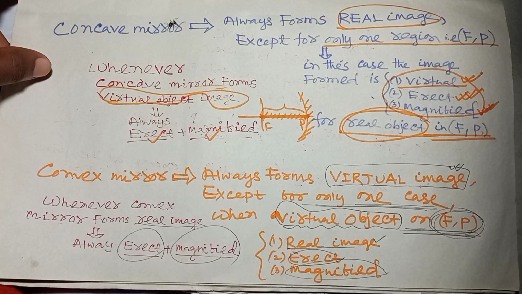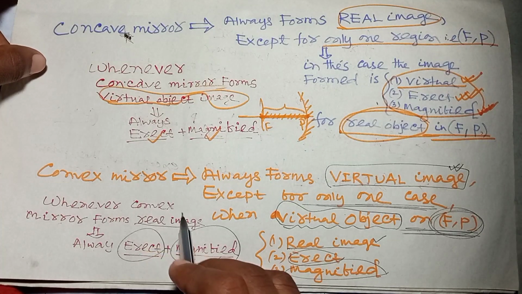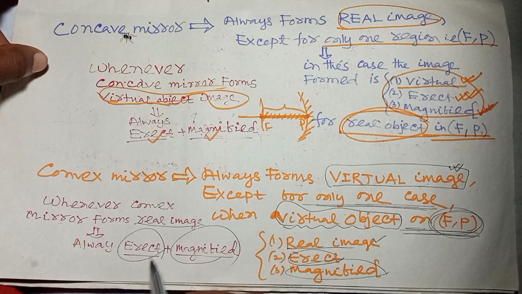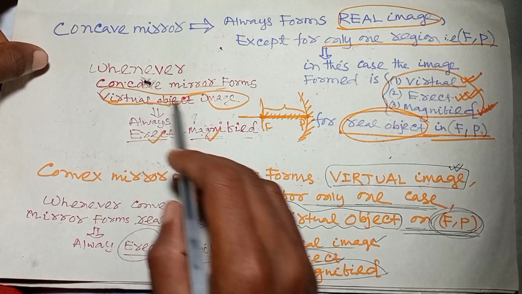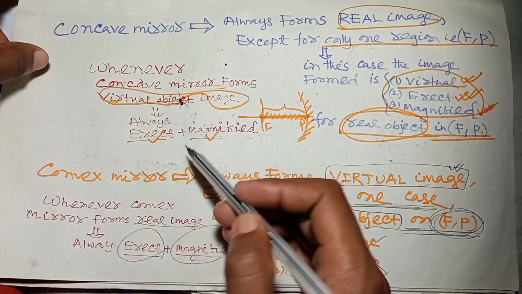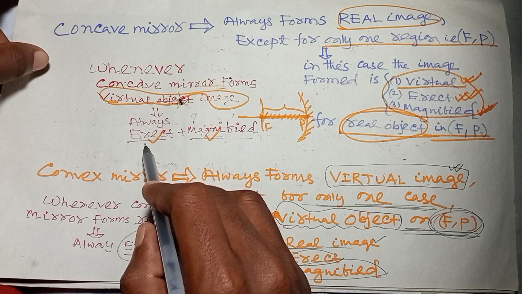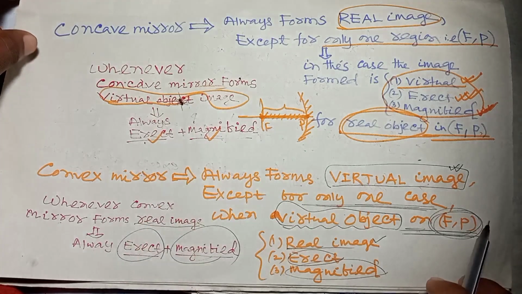So a convex mirror cannot form a real image which is inverted or which is diminished in nature. Similarly, a concave mirror cannot form a virtual image which is inverted and diminished.